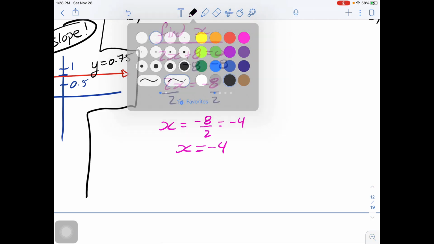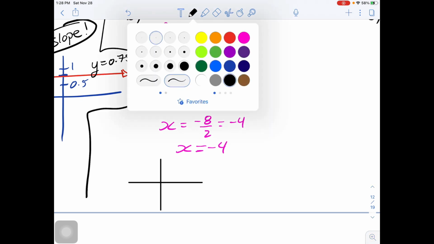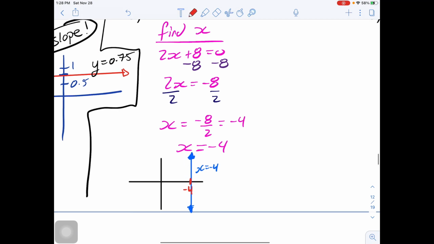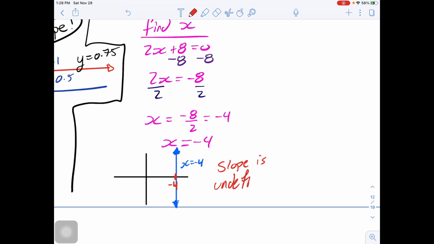So no matter what your y value is, x is always equivalent to negative 4. And that's why you have a vertical line. Because at negative 4 here, this is where your line is formed, perfectly straight down. And there is your line. X equals negative 4. Maybe I'll overlap this. So x at negative 4 is just a perfectly straight line. And remember what we talked about, the slope of a vertical line. Remember, you can't define it. It's too steep. So slope is undefined.